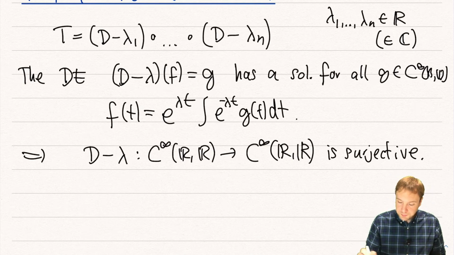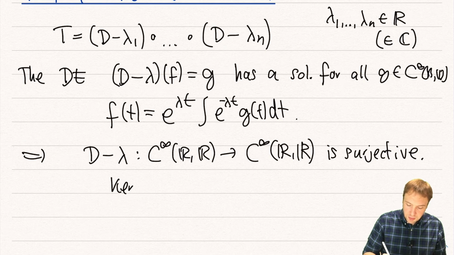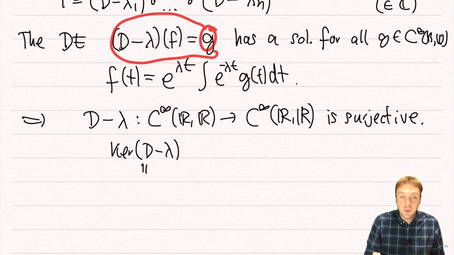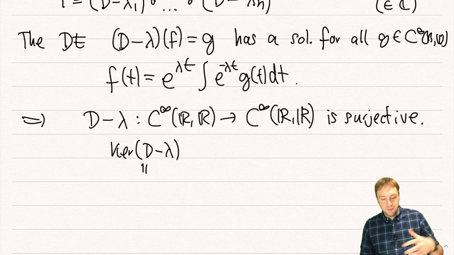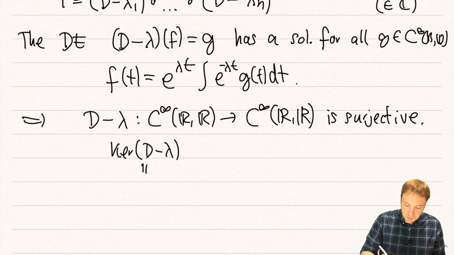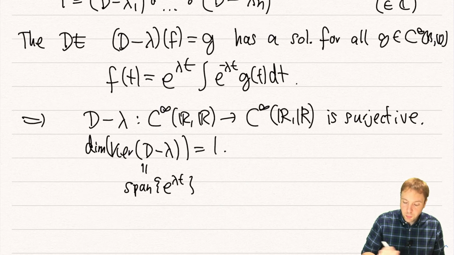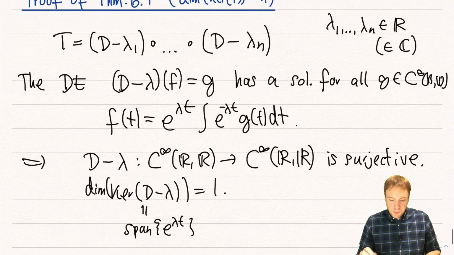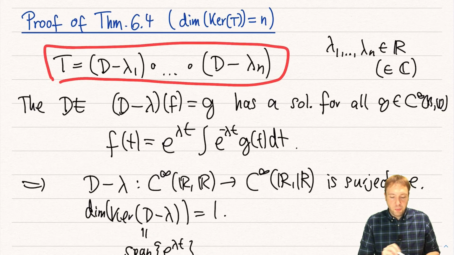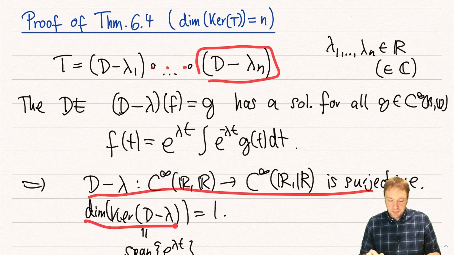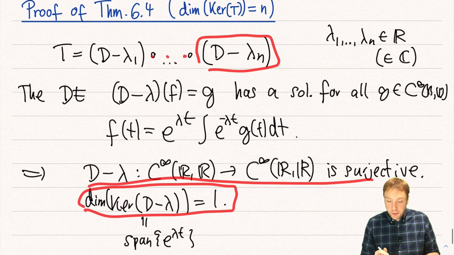And now, what is the kernel of this map? This we also saw. The kernel of this map, in other words the solution to the homogeneous equation, so if we have 0 here, we saw the only solution is always given by some multiple of e to the lambda t. So the kernel of this is the span of e to the lambda t, and therefore the dimension of this is 1. So this differential operator here is the concatenation of surjective maps where the dimension of their kernels is 1.